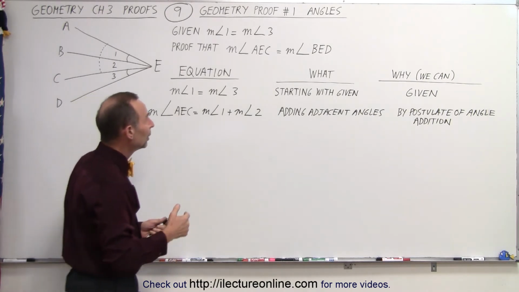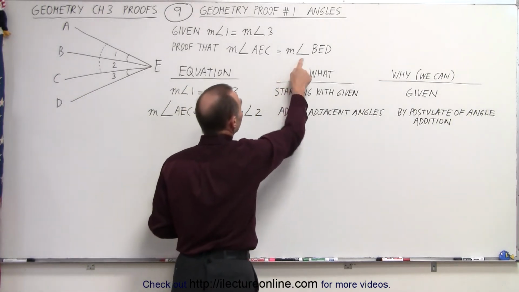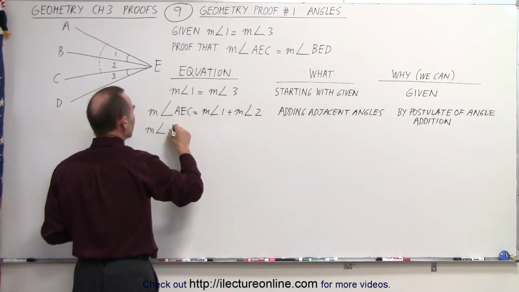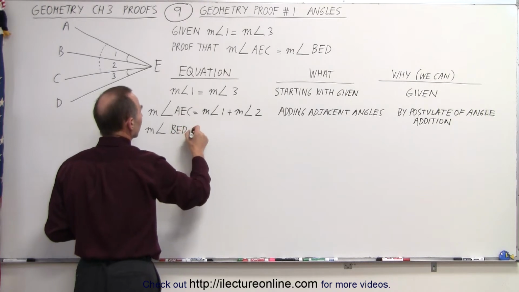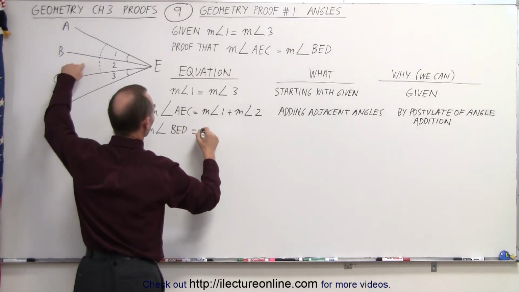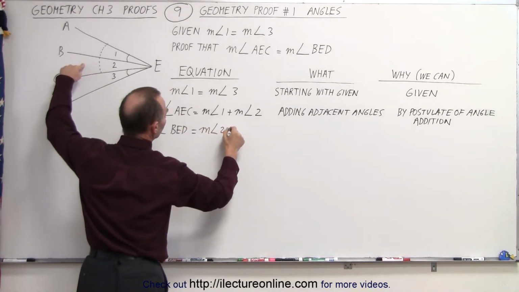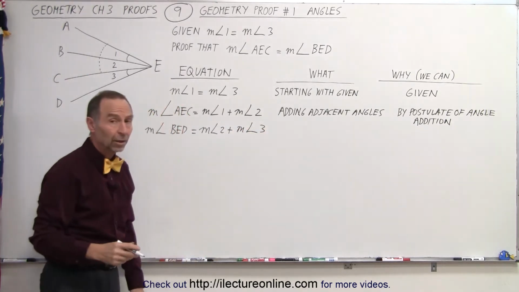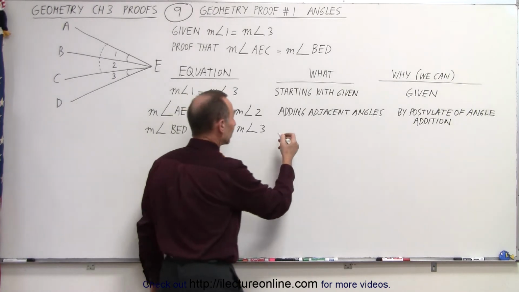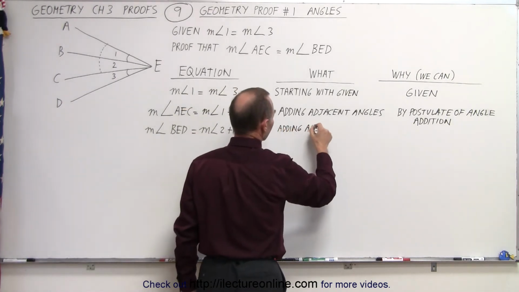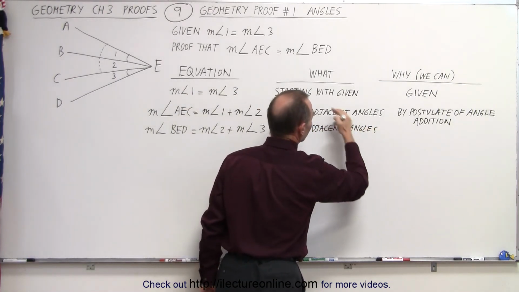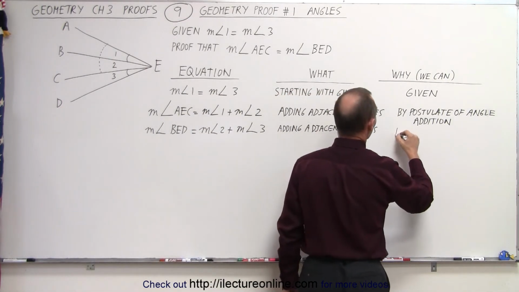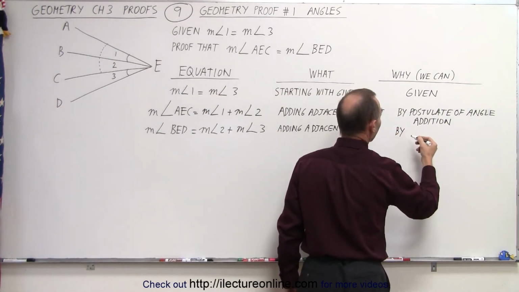Now we can do the same thing to the measure of angle BED. We can say that the measure of angle BED is equal to the sum of the measure of angle 2 plus the measure of angle 3. Again, why do we do that? Well, we're adding adjacent angles. That is what we're doing. And the reason why we can, again, is by the postulate of angle addition.